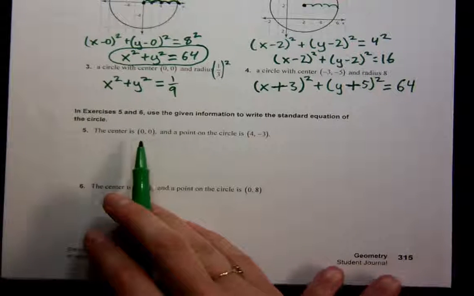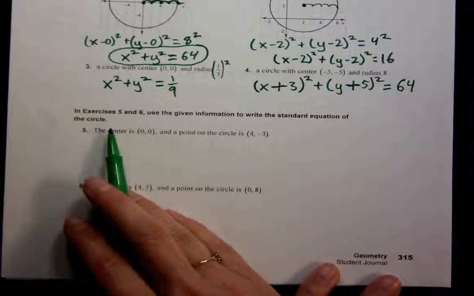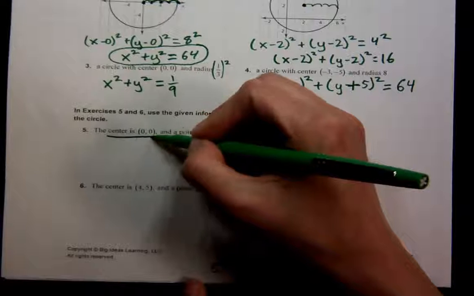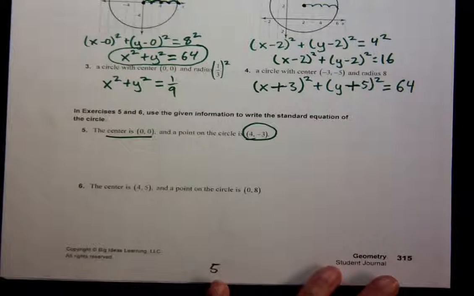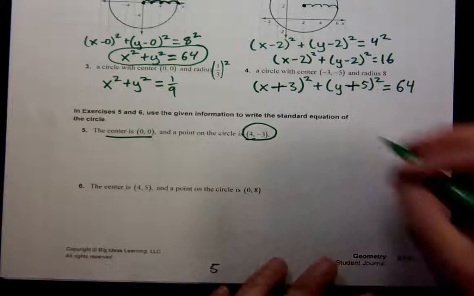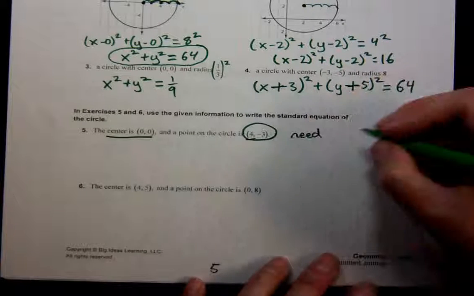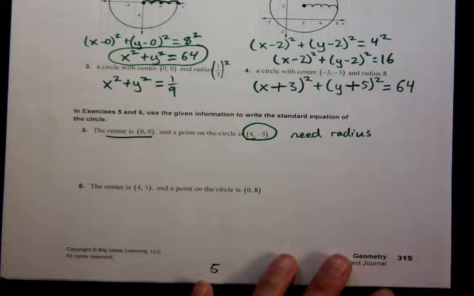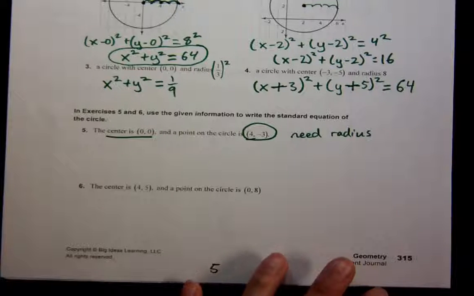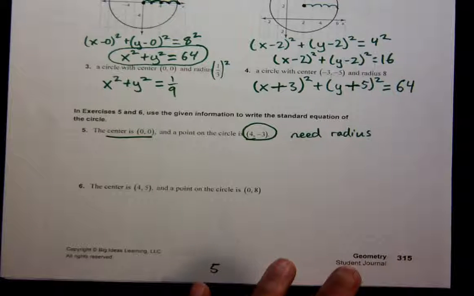Okay, so in here it tells me use the given information to write the standard equation of the circle. Okay, so I have the center and I have a point. What do I need to write the equation of the circle? I need the radius. Okay, how do I find the radius between the center and a point? What equation would I use? The distance. Distance one, okay?